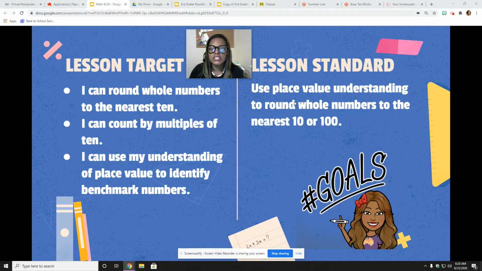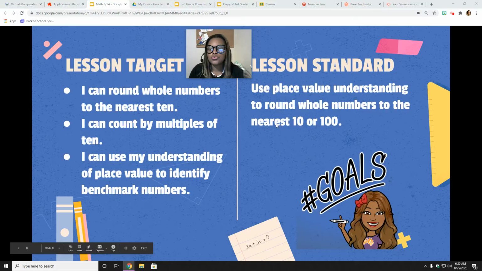So again, our lesson standard is to use place value to round whole numbers to the nearest 10 and the nearest 100. The next thing for our lesson target is we're going to round whole numbers to the nearest 10, and you're going to be able to count by multiples of 10. And when I say multiples, I mean skip counting. I mean jumps of 10. And I can use my understanding of place value to identify benchmark numbers. Very good. Let's get straight into it.